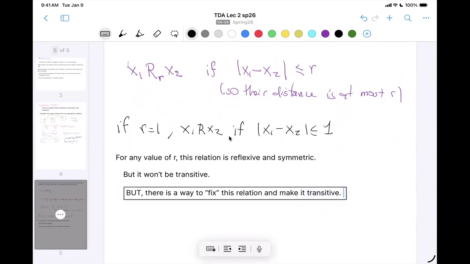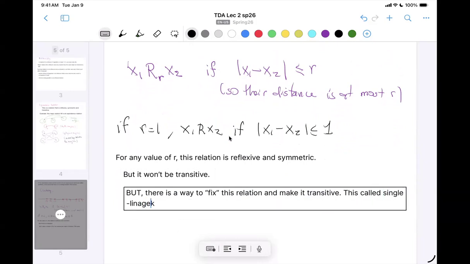And this is called single linkage clustering. It's called single... Oh my God, what is autocorrect doing? Linkage clustering.